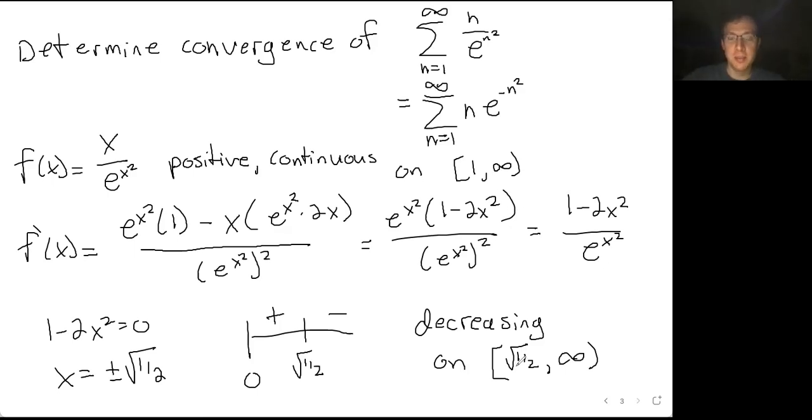So the square root of a half is less than 1. So this means that from 1 to infinity, it's all 3 of these. So we get to use the integral test.